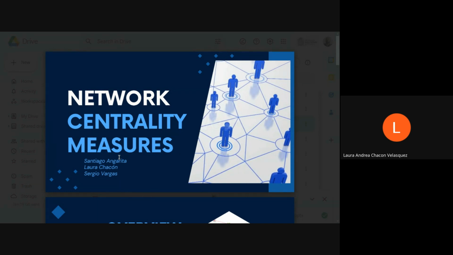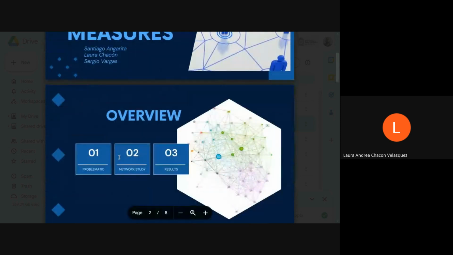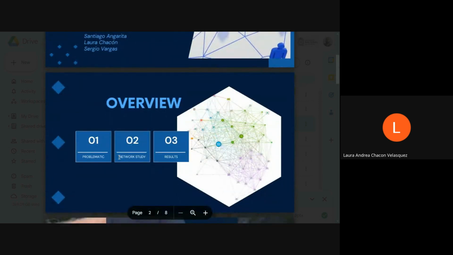Okay. Hello, everybody. Today, our team, Santiago, Sergio, and Laura, are going to talk about the centrality measures applied to the network in a specific case. Next, please. For this, we are going to explain the case study and the problem, what centrality measures were applied, and what was the result.